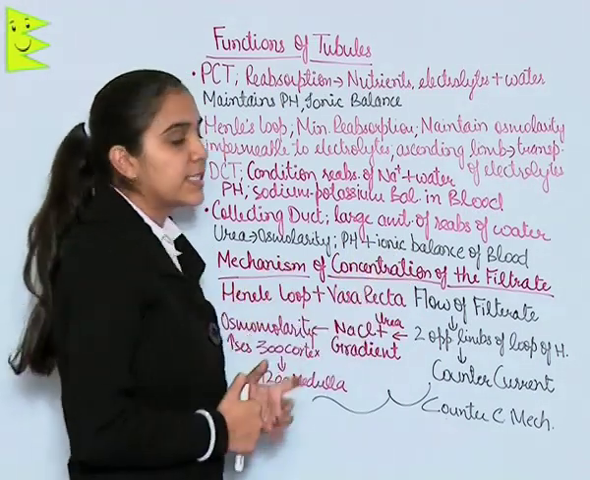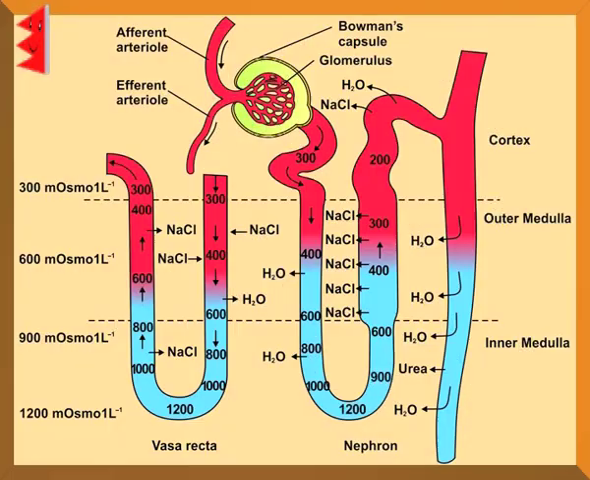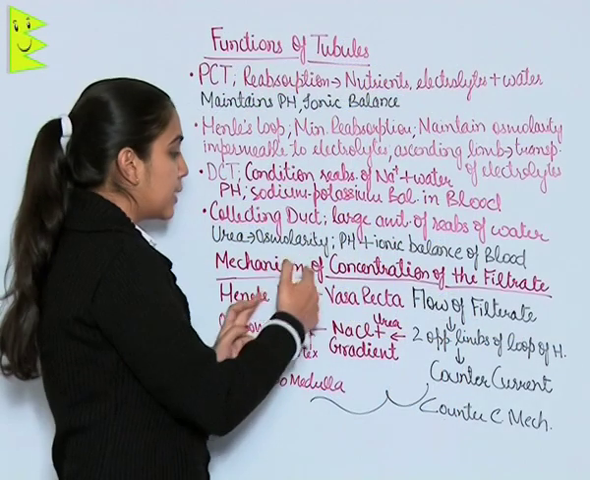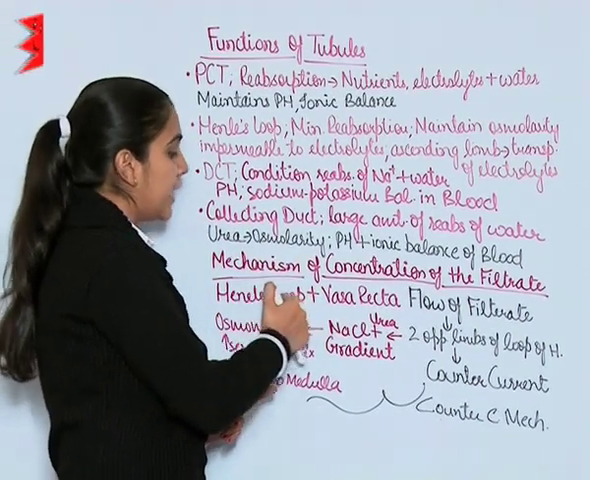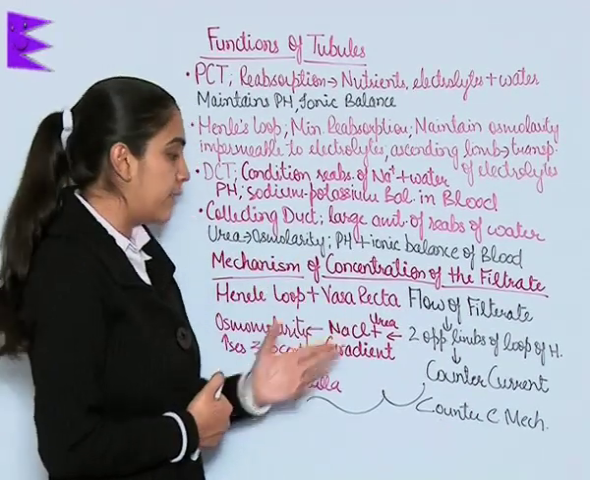Mechanism of concentration of the filtrate. You can see in the diagram, in this mechanism sodium chloride and urea is responsible for forming the concentration gradient. You can see in the diagram the movement of sodium chloride, sodium and urea across the loop of Henle. This whole is composed of Henle's loop plus vasa recta.